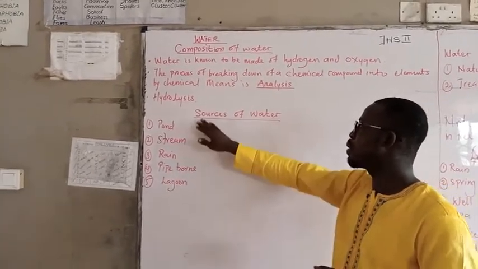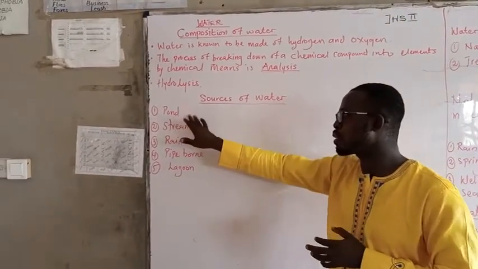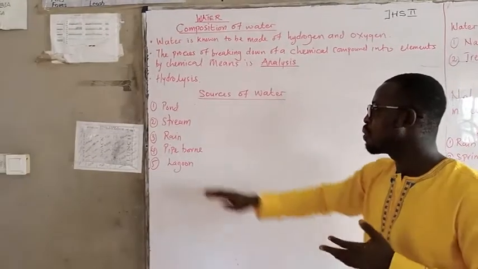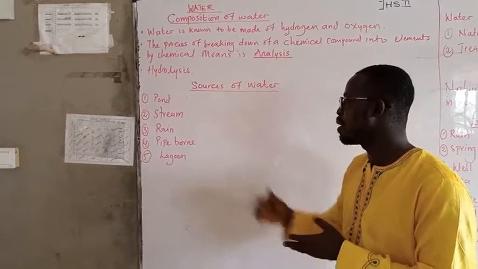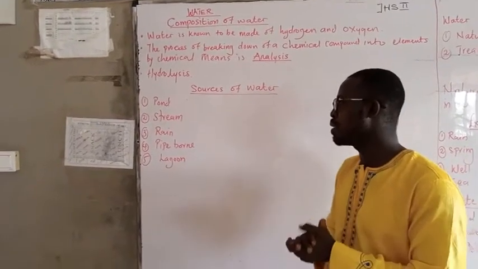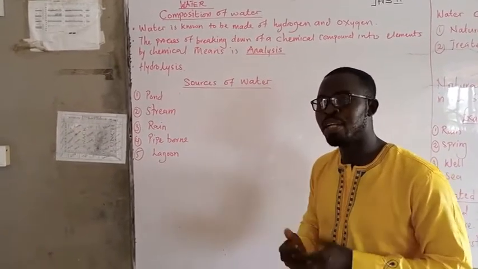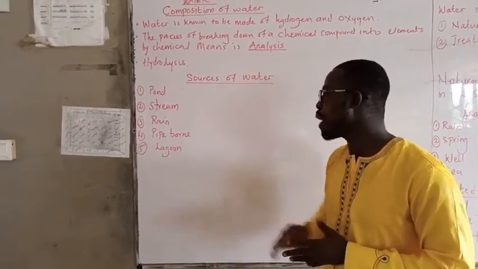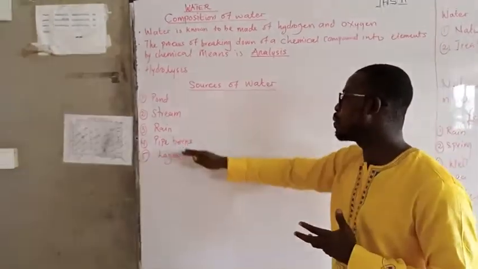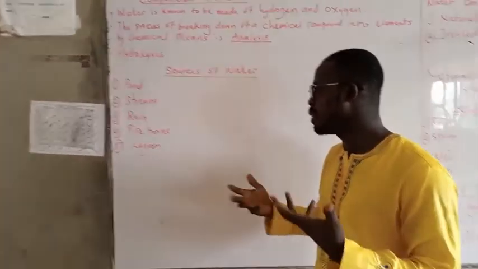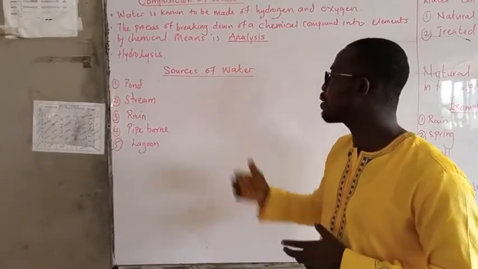All right. So we have sources of water. There are many sources of water. We have the pond water, and you know the pond water. We have the stream water, the ones that flow, and other people will call it river. We have rainwater as another source of water, and then we have the pipe-borne water. The pipe-borne water is the one that we have at home, and we use it for daily purposes. And we have lagoons also as another source of water.